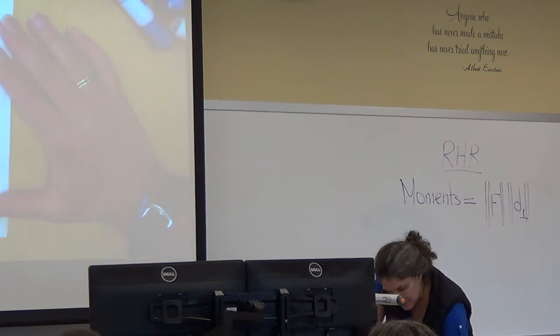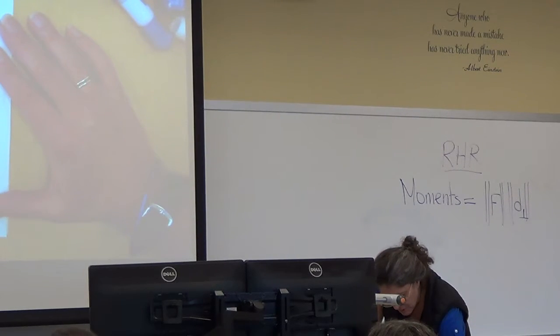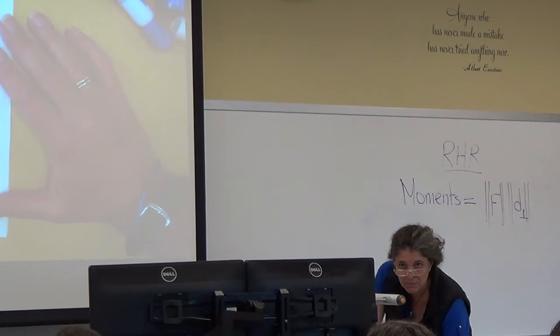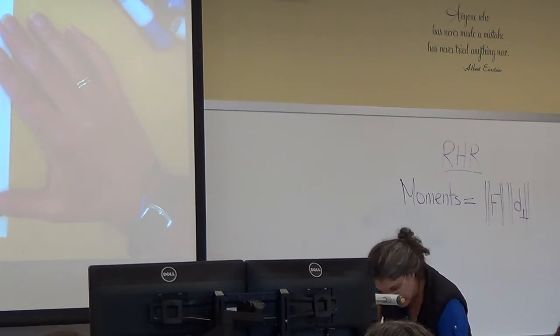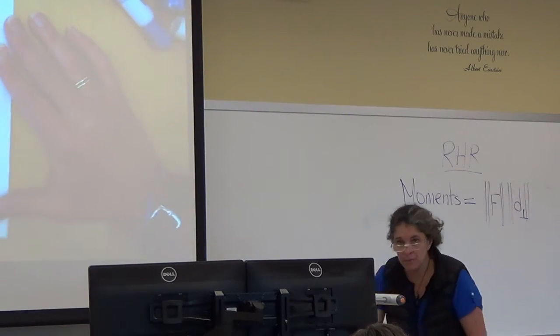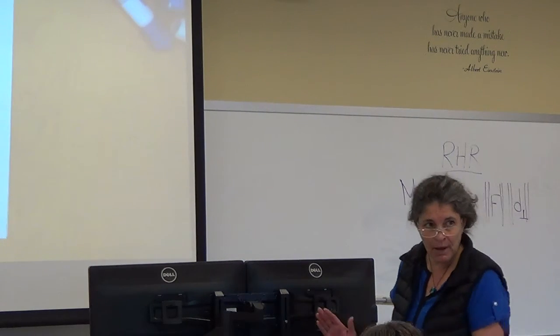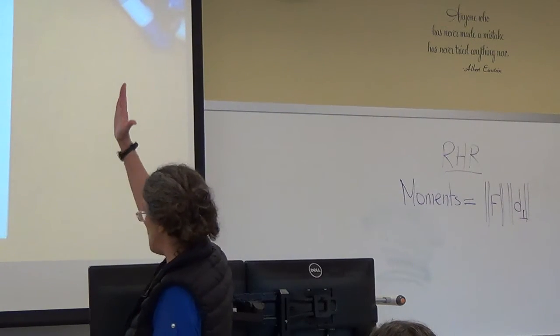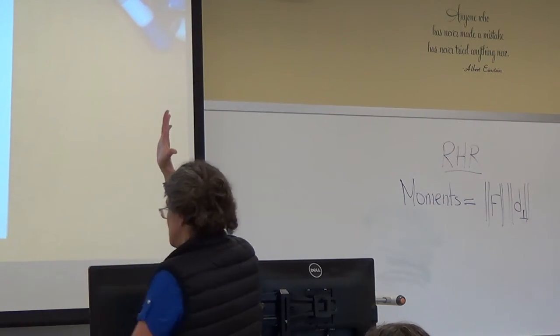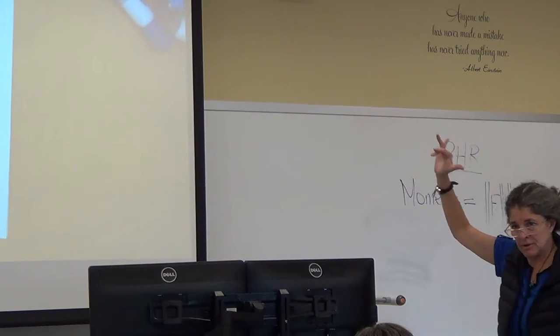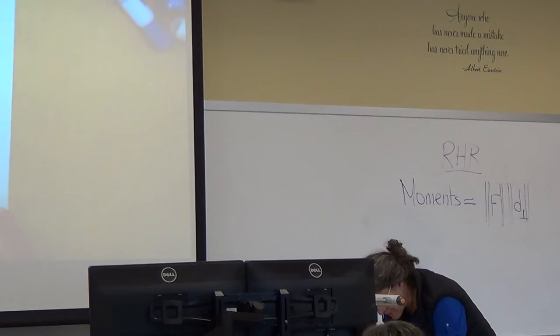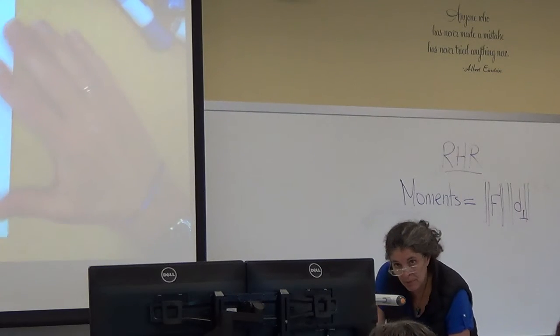Try again. Here's the force. This is the line of action of the force. What's the perpendicular distance between it and A? 5. And is it positive or negative? Everyone, fingers go in the direction of Fy. Palm goes towards A. Positive or negative? Positive.